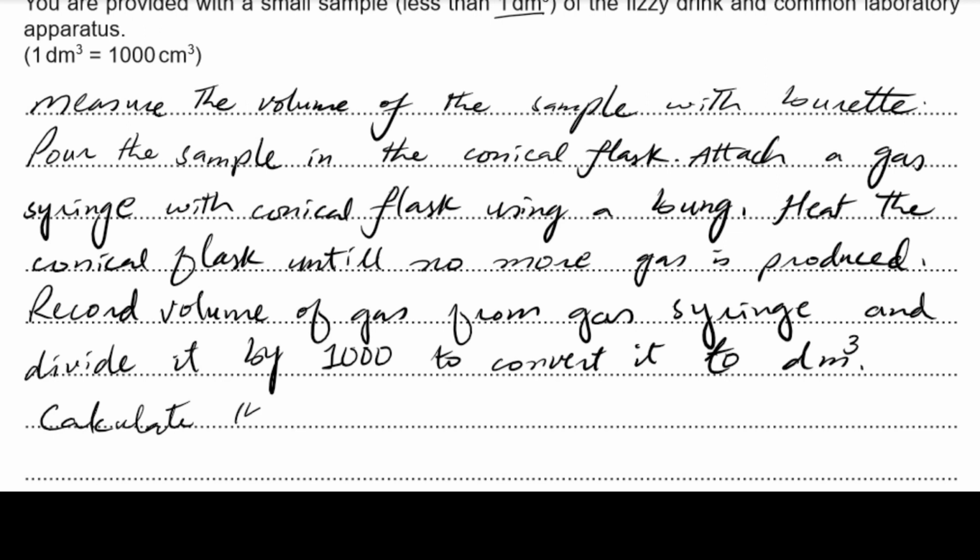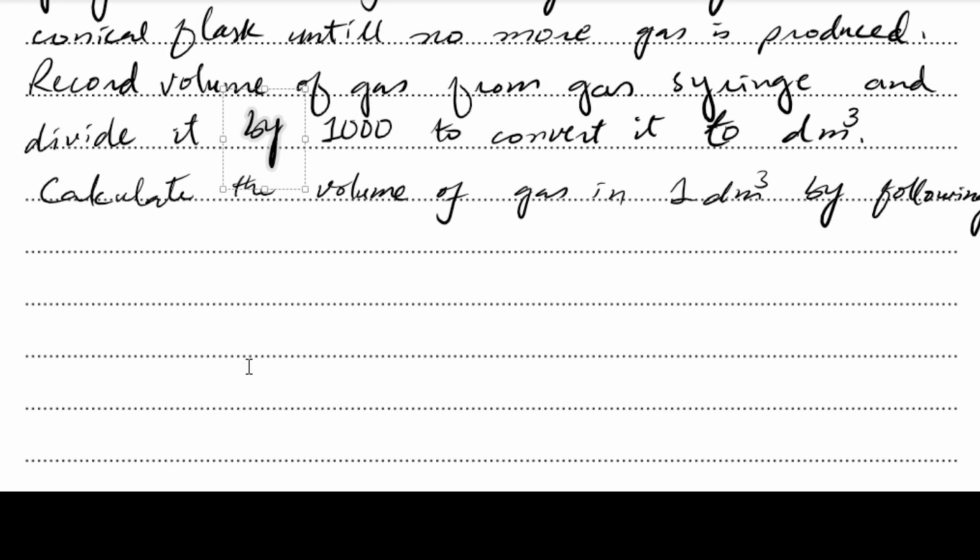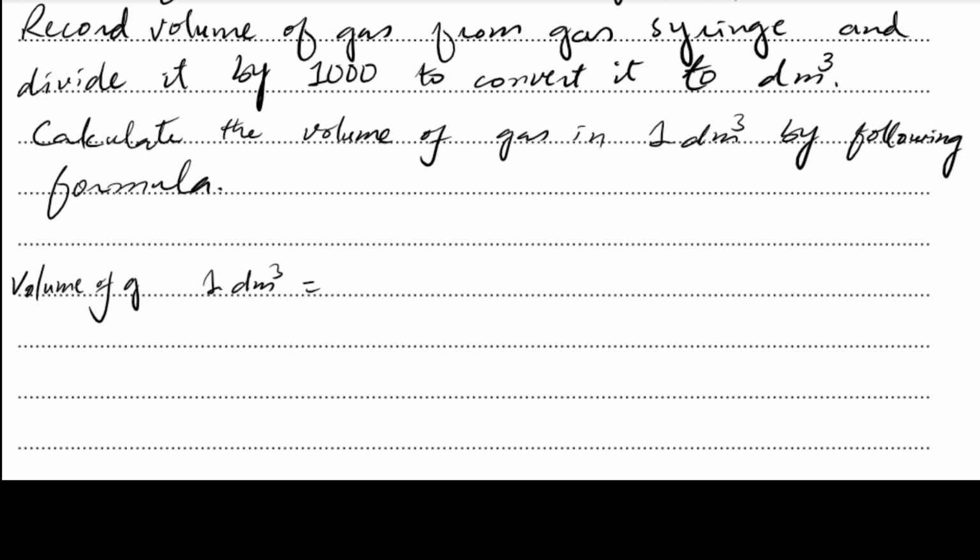As the sample given was less than 1 cubic decimeter, we need to convert it to 1 cubic decimeter. Calculate the volume of gas in 1 cubic decimeter by the following formula. Volume of gas in 1 cubic decimeter equals volume of gas collected divided by volume used.